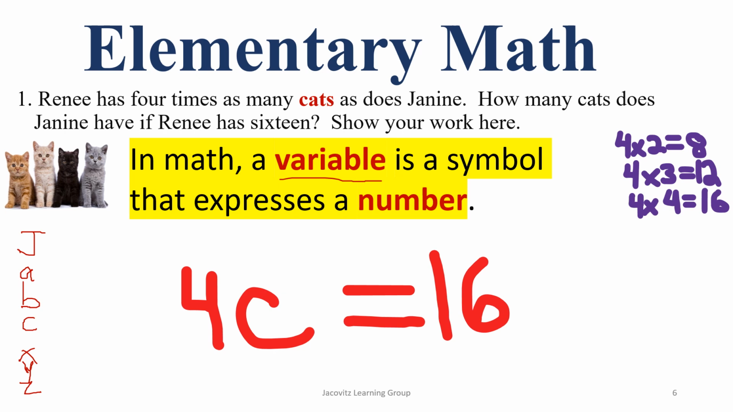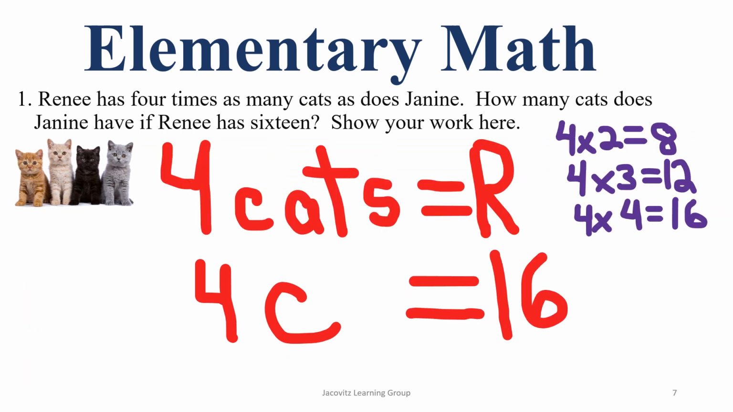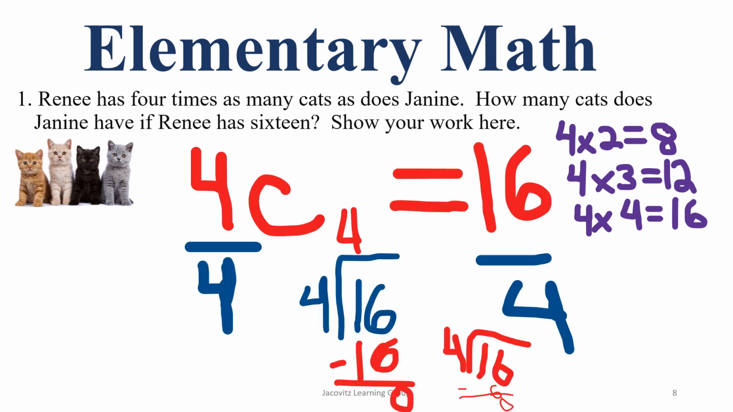Now, when you get ready to solve 4 times C, you already know, because 4 times 4 is 16, that C equals 4. But let's solve it the way that your teacher wants you to solve it, and let's do it as a word problem. So 4 cats equals R, or 4C equals 16, and I'm going to keep this equation. And then I'm going to divide by 4. Why am I doing that? Why am I not just multiplying out? Because remember, if you want to divide something, you're going to get the number.